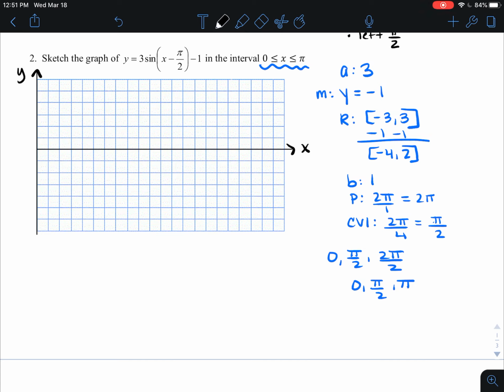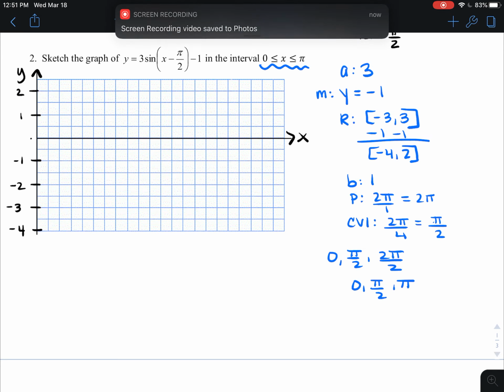So let's see if I have enough. 1, 2, 3, 4. So you know what? I'm going to move my x-axis. You do not have to do this, but I'm going to move it up so I can fit 2 boxes for every unit. Okay, so here's negative 1, negative 2, negative 3, negative 4. There's my minimum. Here's 1 and 2. And then if you want to think, here's 0.